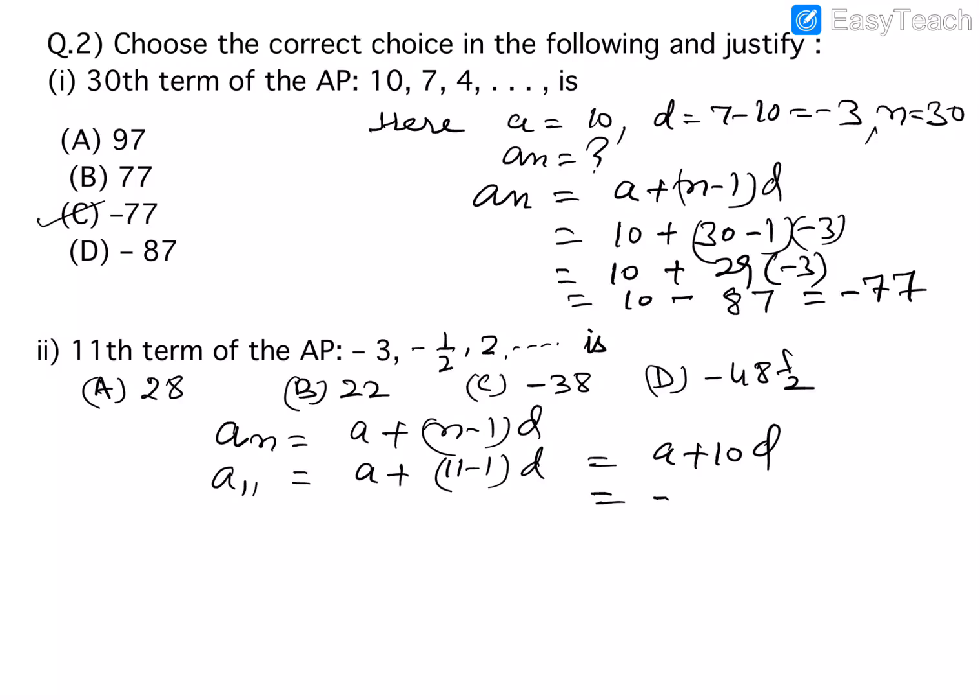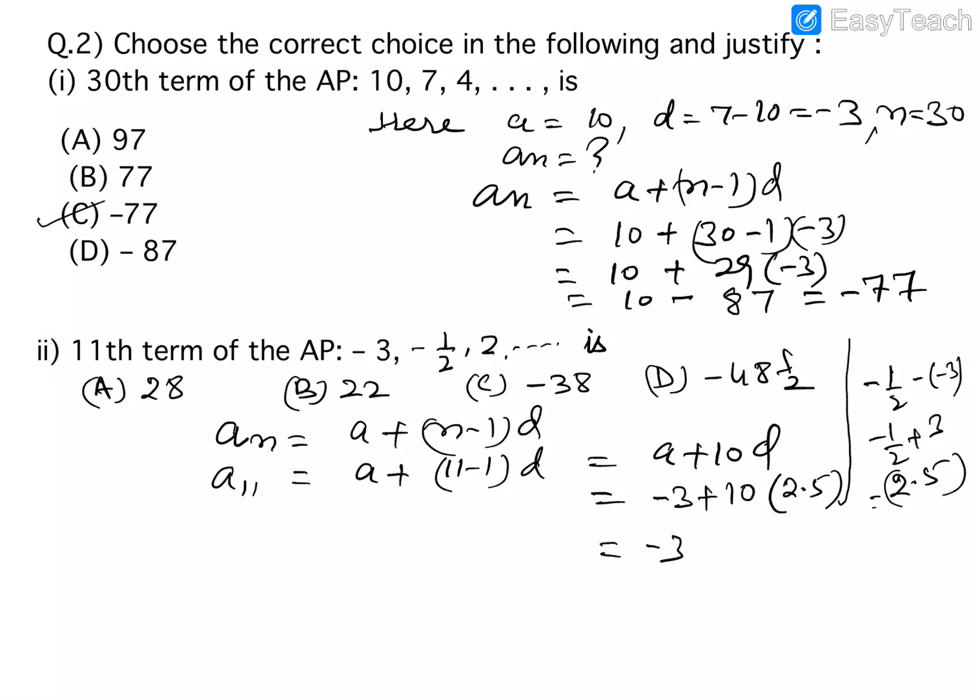Here a is minus 3 and d is, what is d? d is minus half minus minus 3, that is minus half plus 3. So this gives 2.5. So 2.5 into 10 is 25, minus 3 plus 25, and we get 22 as the correct option.